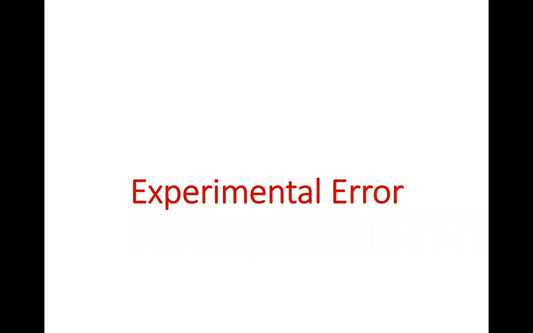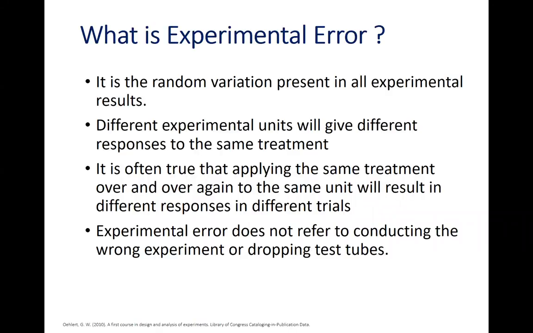What does it mean and how can we reduce it? Experimental error is a random variation present in all experimental results. Maybe also different experimental units will give different responses to the same treatment. What do we mean by the experimental unit? The experimental unit is the thing that receives the treatment.